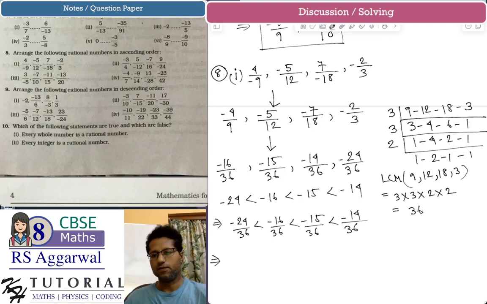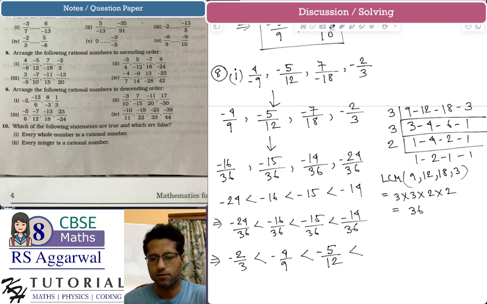So now we can arrange the original rational numbers in ascending order. Minus 24 by 36, the original rational number was minus 2 by 3, and minus 16 by 36, the original rational number was minus 4 by 9. Minus 15 by 36, the original rational number was minus 5 by 12, and minus 14 by 36, the original rational number was 7 by minus 18. So this is the ordering in ascending order of the given rational numbers.